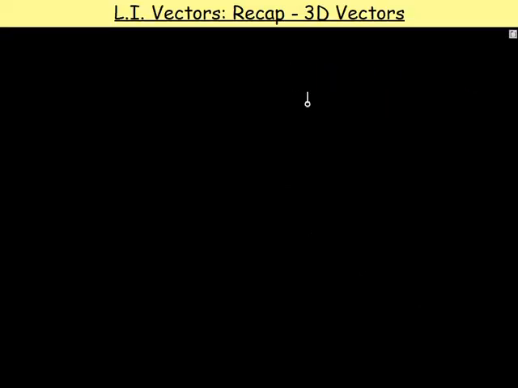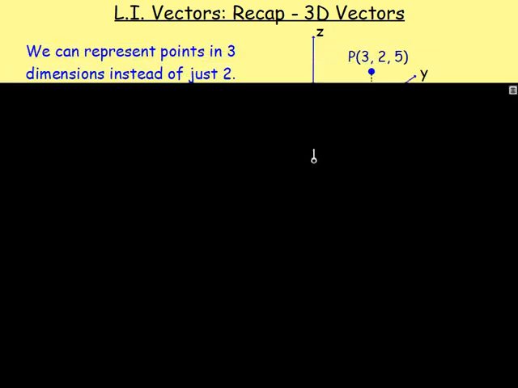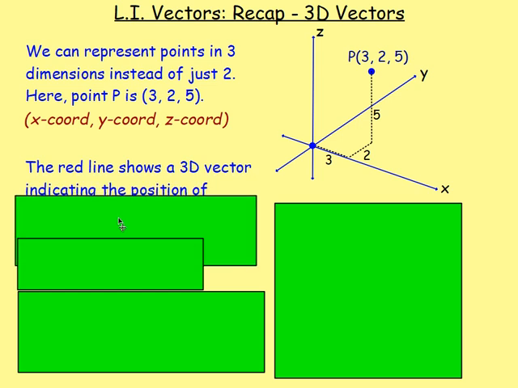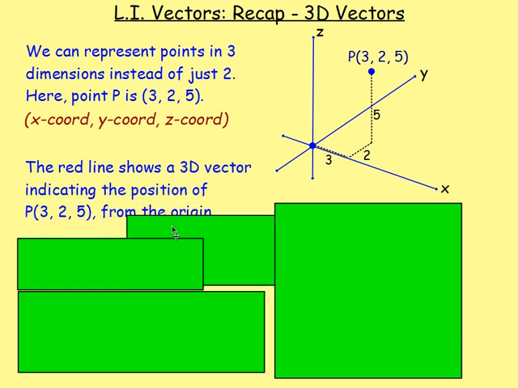Really, everything that we've done so far has been in 2D, and that, I imagine, is how you would have started vectors. But what you found was you can also flip it to 3D, and all the rules still apply. So here, we can represent points in 3 dimensions instead of just 2. So here is point P, and it has the coordinates 3, negative 2, 5. The 3, 2, 5 means you are coming along 3 in the x value, you're going back 2 in the y value, and then you're going up 5 in the z axis here. The red line shows a 3D vector indicating the position of P from the origin.